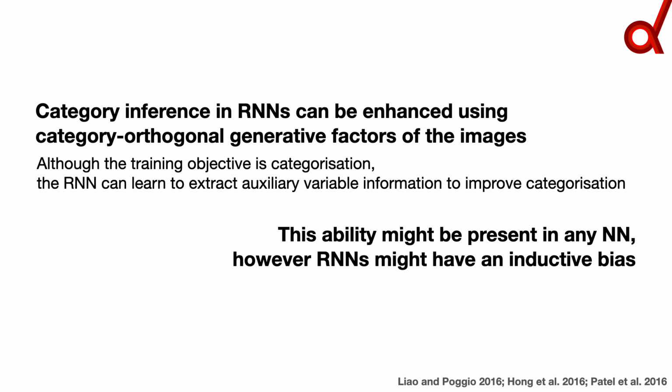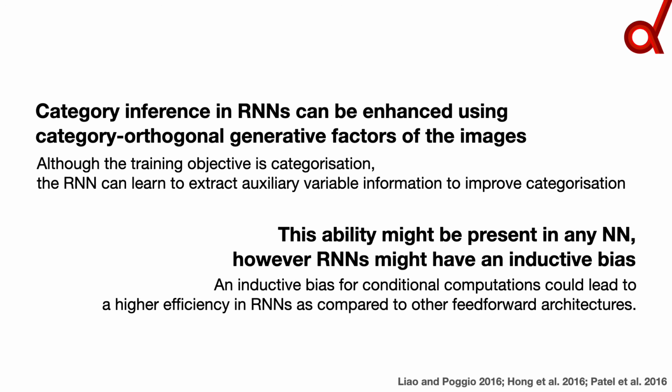And this has actually been shown in deep feedforward neural networks, that you can find auxiliary variable information in those networks too. However, we think recurrent neural networks might have an advantage because they have an inductive bias for conditional computations, and our proposal included a conditional computation. So it might be the case that RNNs can learn this kind of process, extracting auxiliary variables and using them to constrain category inference better than a feedforward neural net. And that might be why people report higher efficiency for RNNs as compared to other architectures.